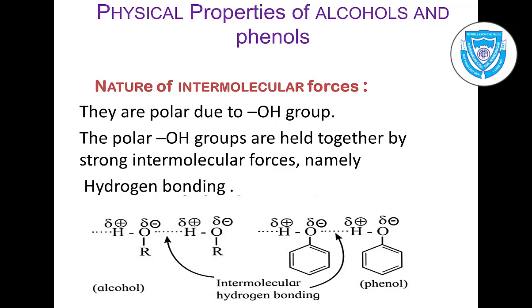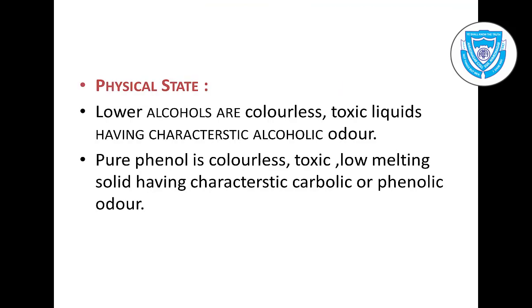In the same way, if you consider two phenol structures, you have intermolecular hydrogen bonding in them. So, we can see that because of the presence of the polar hydroxyl group, you have strong hydrogen bonding between two alcohol molecules. This is the first physical property. In the next slide, we are going to talk about the physical states of alcohols.